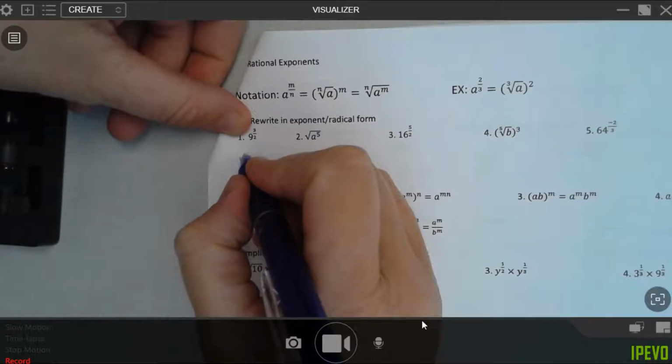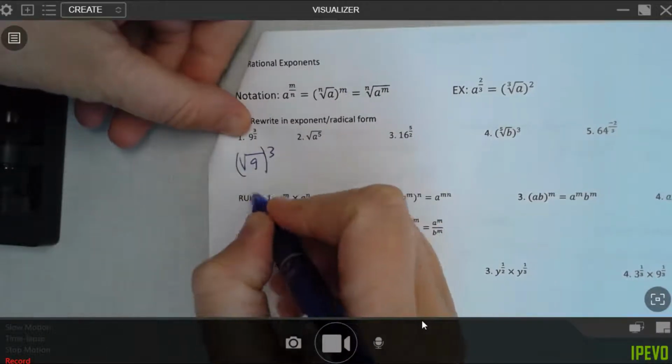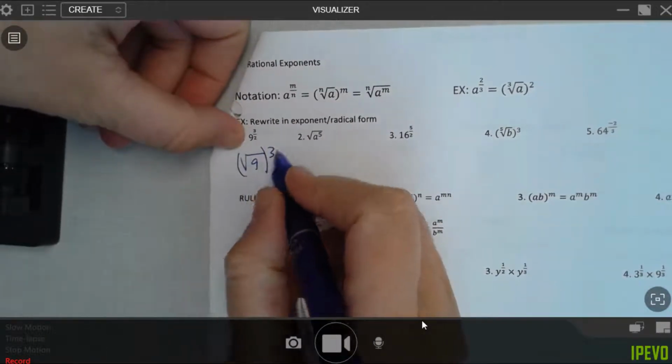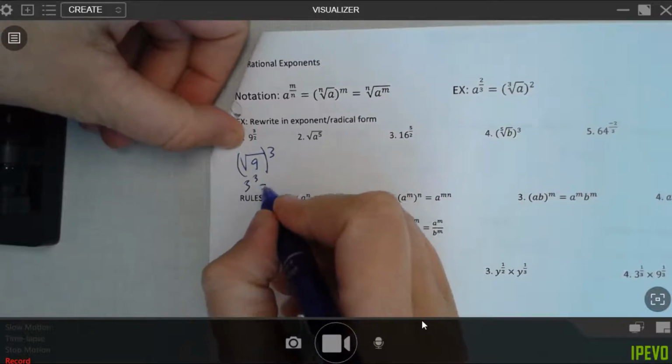So I would say it's the square root of 9. Then I want to cube it. I always want to do the root first because it's easier. So 3 cubed is what you're saying, or you could say 27.